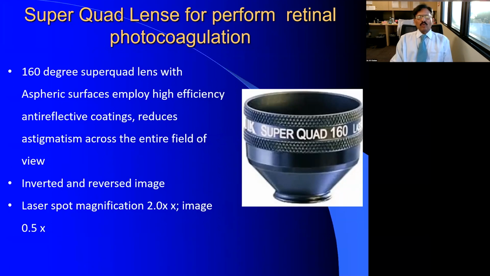The next one is a super quad lens. This is a lens that is particularly used for pan-retinal photocoagulation, because the diameter of the lens is made larger, and that is why you get 160 degrees. However, it is a little bit bulkier than the quadraspheric lens.